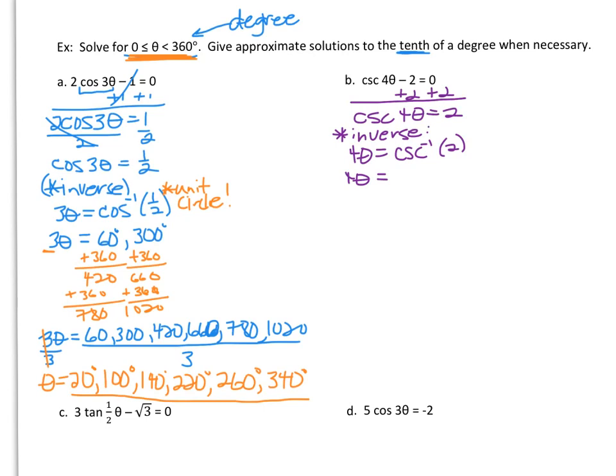And I'll do my inverse rule, or my reciprocal rule. Instead of cosecant, I'm going to do sine inverse. And instead of 2, we'll do 1/2. So I took the reciprocal of the trig term and the fraction. And now back to business as usual. We have 4 theta on the left. When does sine equal positive 1/2? That will be in quadrants 1 and 2 at 30 degrees and 150 degrees. Those will be the 2 unit circle values.